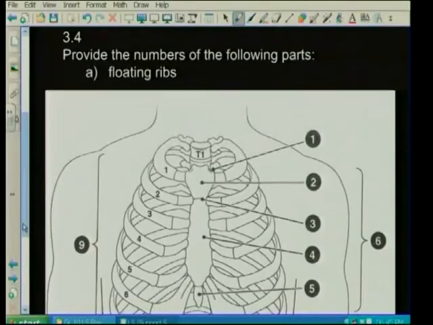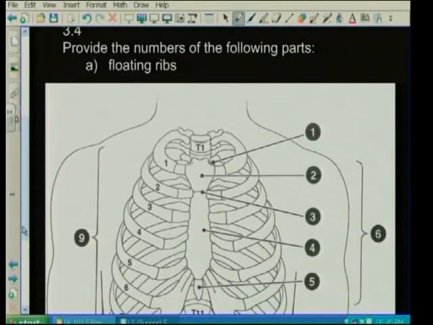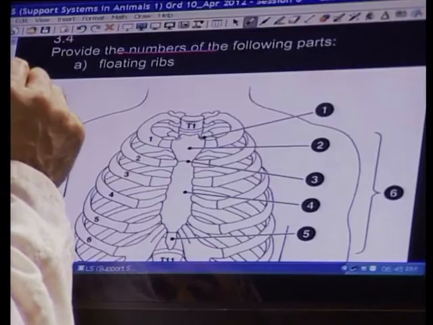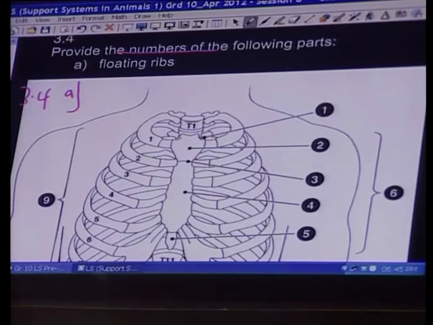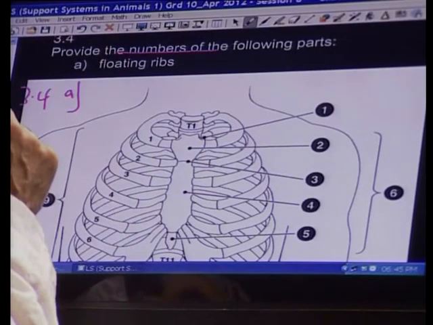And we continue. Now, this is a different question. Instead of asking you to label something, they're giving you the label, and they're asking you for the numbers. Now, please be very careful in these cases. This one says provide the numbers, and in your answer book you will write 3.4A, and you're going to provide the numbers of the floating ribs.